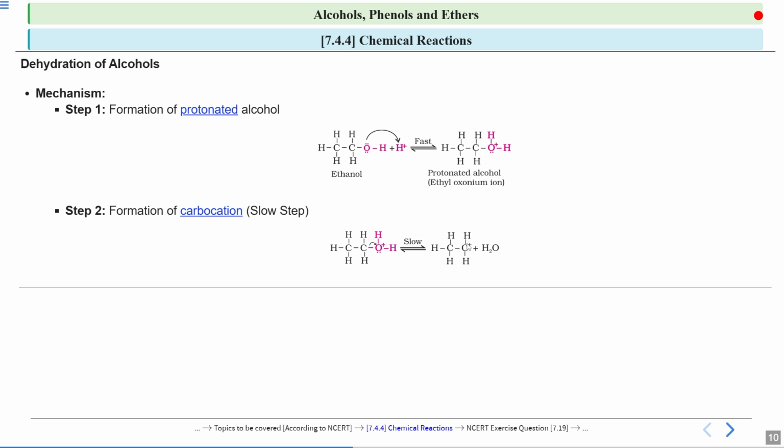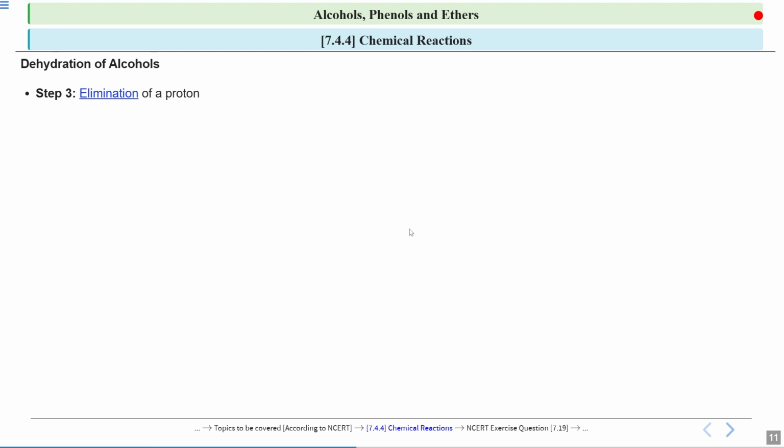Now this step is a slow step. If this step is a slow step, then it is the rate determining step. So the formation of a carbocation here is the rate determining step. Remember this, that this step of the formation of carbocation is a slow step and it is the rate determining step. So in step 1, we protonated. Then in step 2, a carbocation was formed.